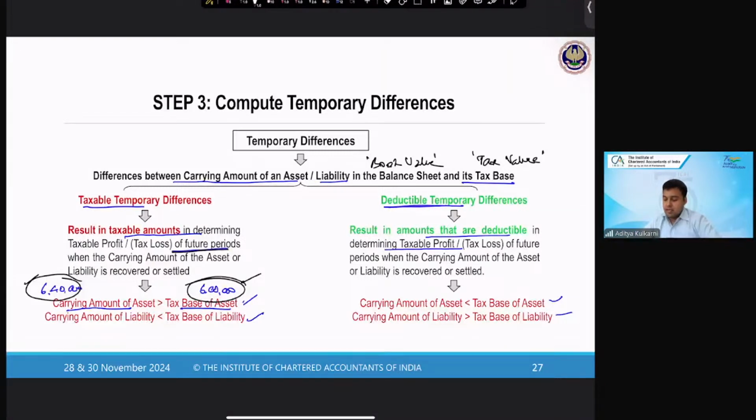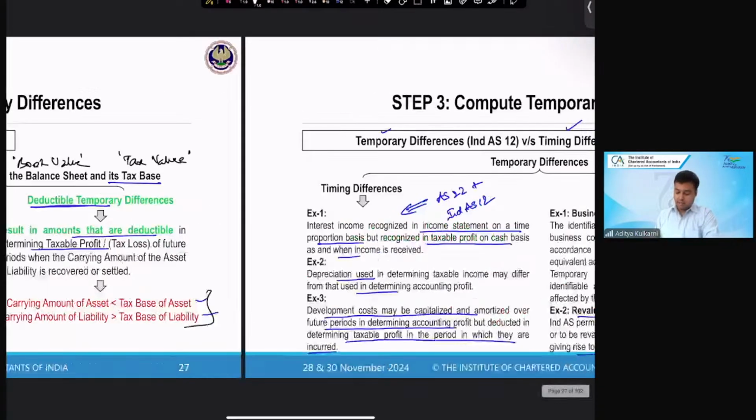Now, deductible temporary difference is the opposite of this. It results in amounts that are deductible in determining taxable profit or tax loss. That means this would entail certain deductions, certain tax benefits in the future. So we call them a deductible temporary difference. Now, this is your taxable temporary difference, and this is your deductible temporary difference. Next.